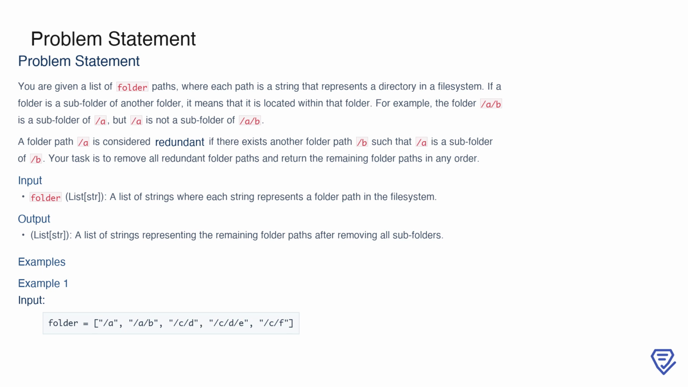For instance, if you have /A and /A/B, the folder /A/B is a subfolder of /A, and therefore it should be removed. After removing all redundant folders, you need to return the remaining folder paths in any order. The problem specifies that the input will be a list of strings, and the output should also be a list of strings containing only the top-level folders that are not redundant.